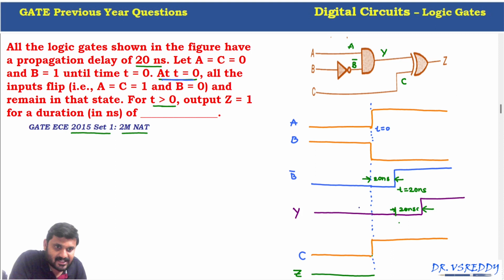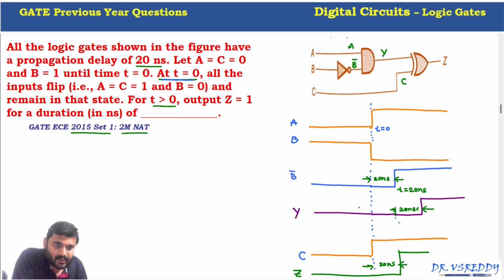So at T equals 0, C becomes 1, and Y is 0 only, so the inputs are 0 and 1. So at T equals 0, C equals 1, then the output of this XOR gate is equal to 1. But it requires 20 nanoseconds to get the output Z. So after 20 nanoseconds, the output is 1. So here is the 20 nanoseconds.